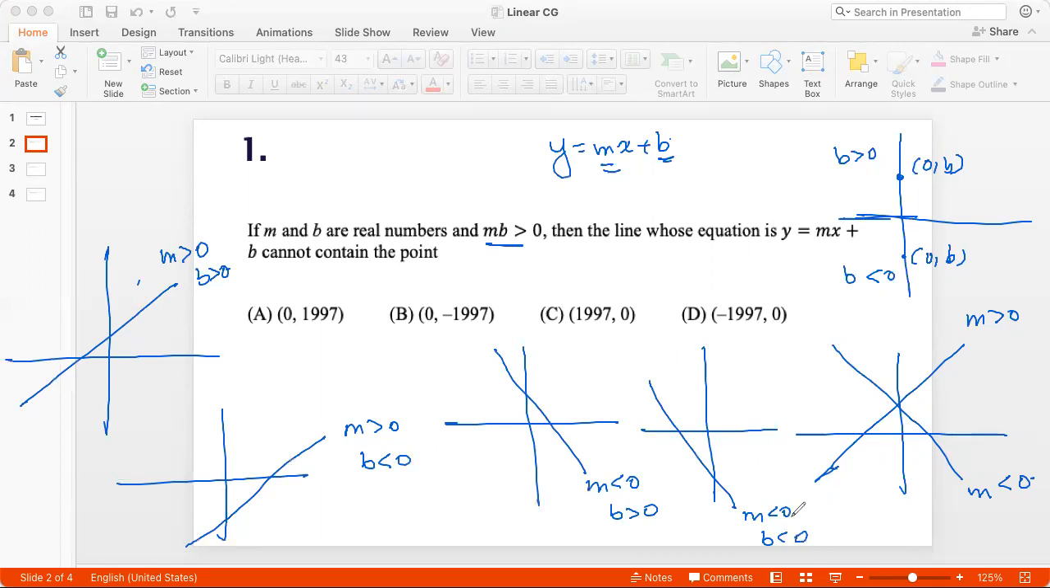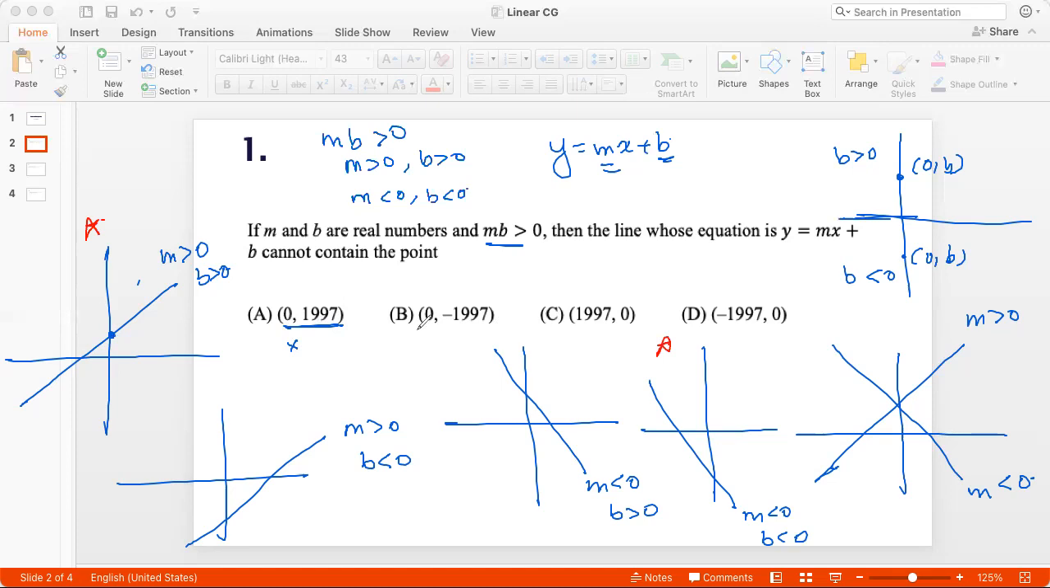Now, if m into b has to be positive, it means both m and b should be positive, or both m and b should be negative. So I'm looking at this case and this case. Which of these points can I have? Can I have 0, 1997? Yes, I can, because this point can be 0, 1997. So the line can contain this point, so this can't be my answer.